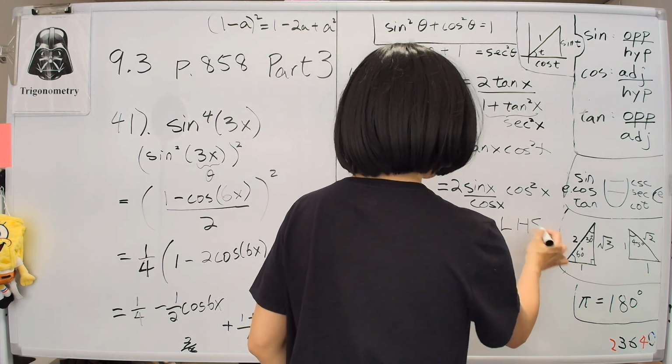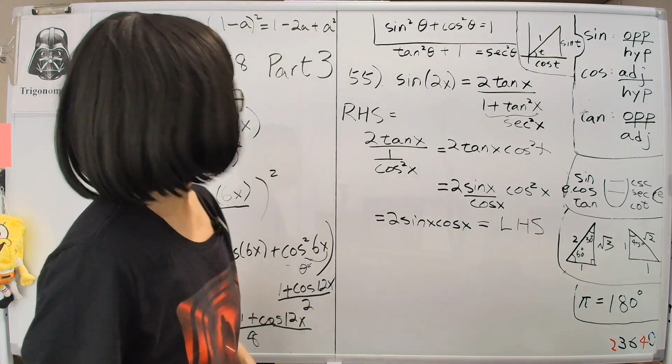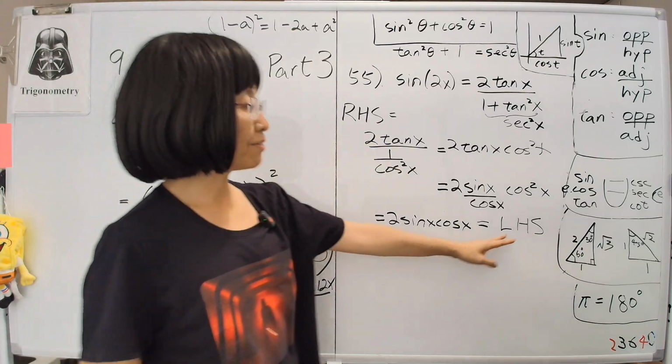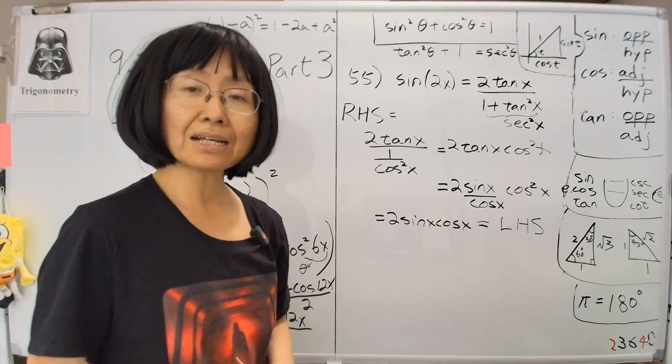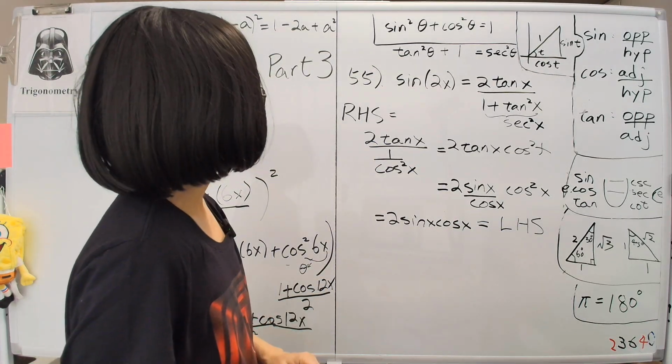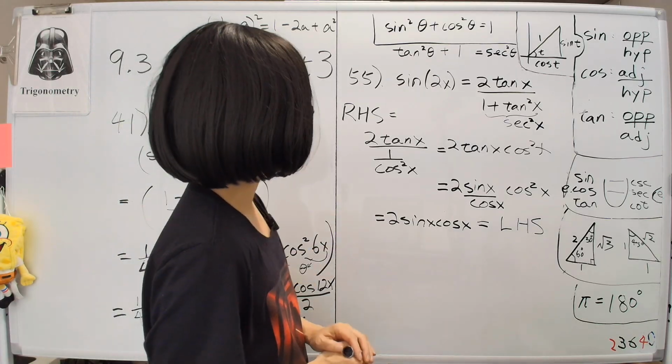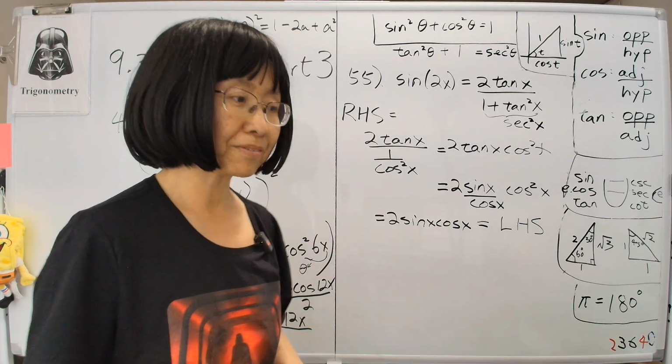LHS, this is how some people write it. The right hand side equal to the left hand side is how you prove trigonometric identities. So that's problem 55.